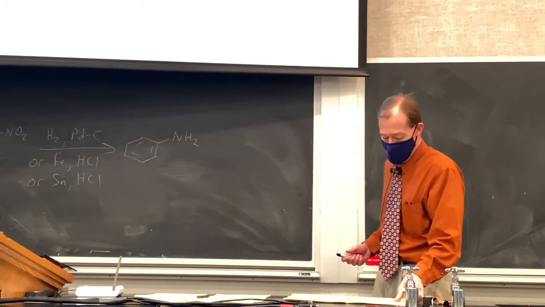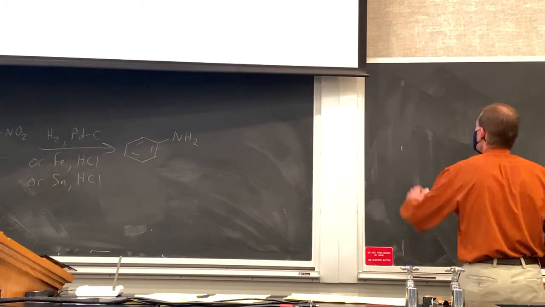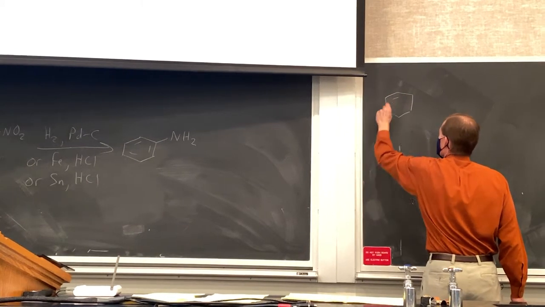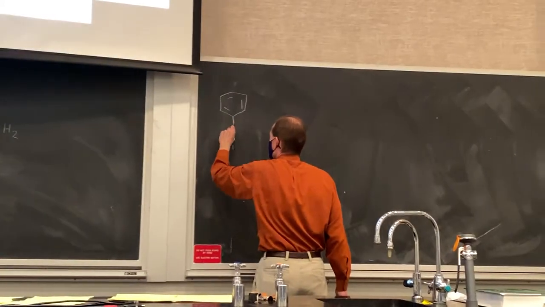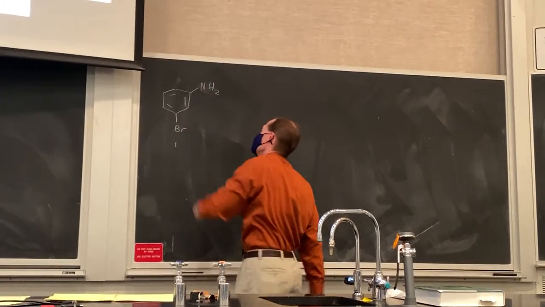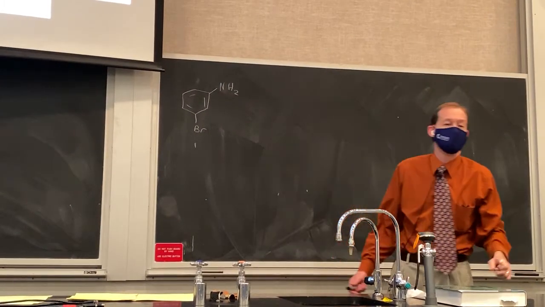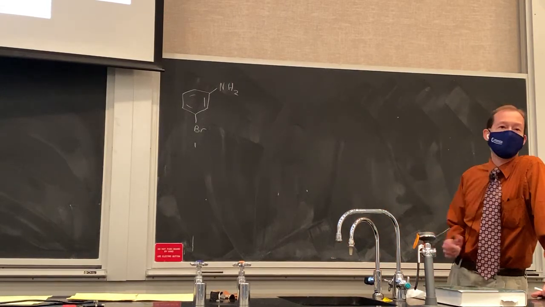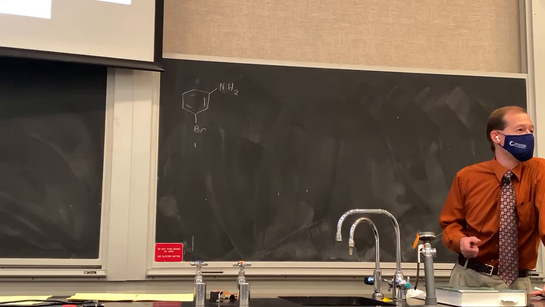So as an example of how this would be applied, let's say that we need to make meta-bromoaniline. Do you see a problem with making this compound? And if so, what is it?